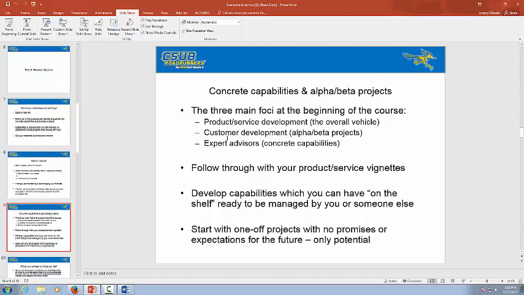We didn't talk too much about product service vignettes in this class, but product service vignettes are a particular product or service that you're going to focus on for your marketing plan. And following through with that particular product or service is also going to be key for developing your alpha and beta projects.